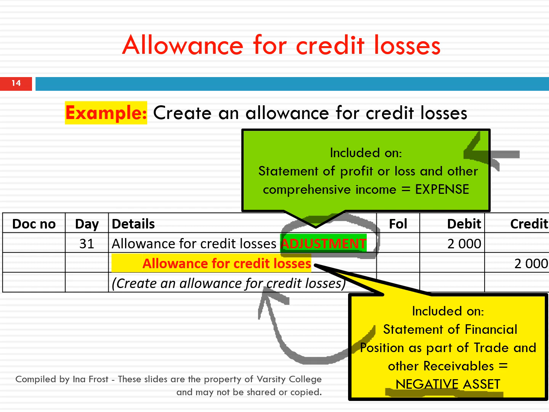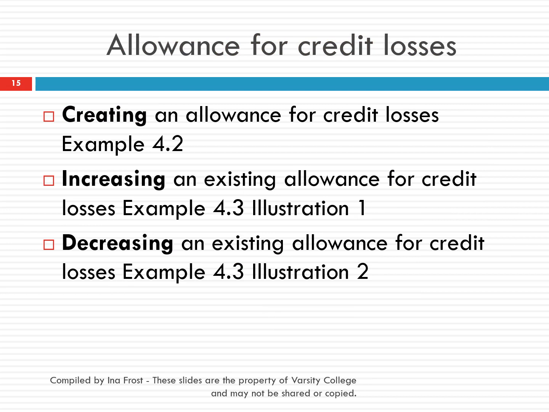Now, our allowance for credit losses can also be increased or decreased. Please go and look in your textbook. There are 3 examples around the allowance for credit losses. There is how to create the allowance, like my previous slide, and then there are also the entries for increasing an existing allowance or decreasing an existing allowance. So please go back to your textbook, examples 4.2 and 4.3, to see the entries for these transactions.